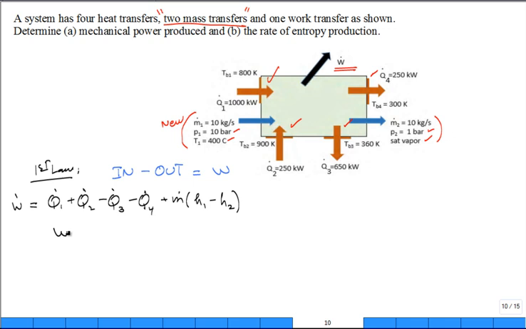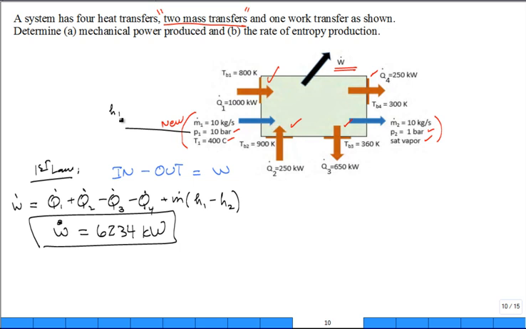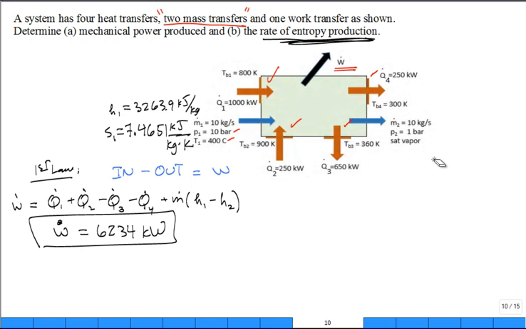Well, I don't have a lot of space on my screen to solve this problem, but you substitute numbers, you get 6234 kilowatts. You have to go and look up H1. Let me write down H1 for this problem: 3263.9 kilojoules per kilogram. And while you're at it in the table, you anticipate having to do something with entropy production for part B. Why not get S1 right away? And S1 is 7.4651 kilojoules per kilogram Kelvin. You do the same thing for H2, saturated vapor. It's h_g, 2675.5 kilojoules per kilogram.